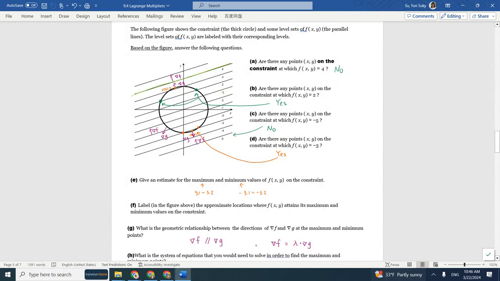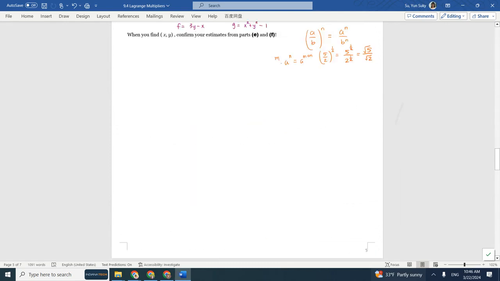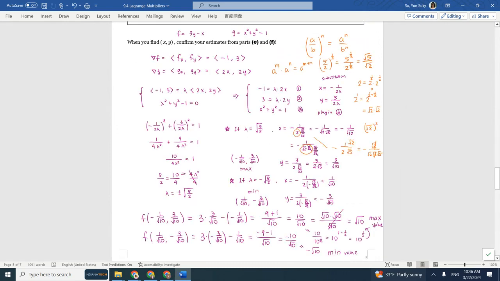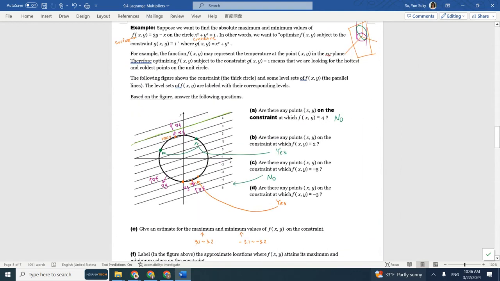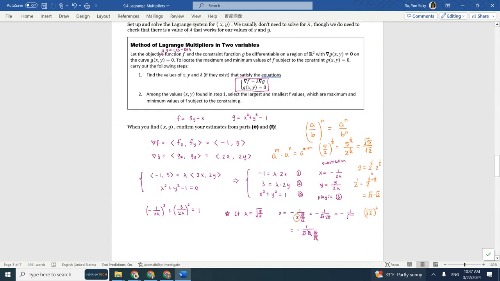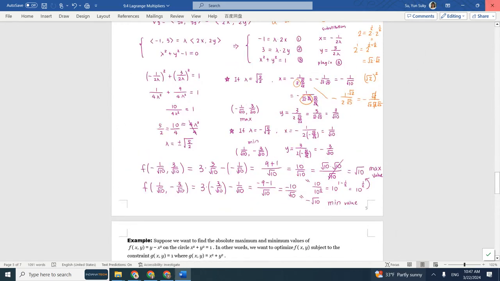Look at this. We said we have a maximum when x is negative and y is positive, right? Yes, see? X is negative, y is positive. And we have a minimum here. What is this minimum? X is positive, but the y is negative, which is this point. X is positive and y is negative. Can you see our answer matches with our estimates?